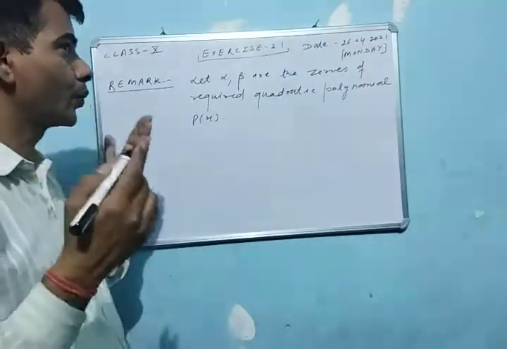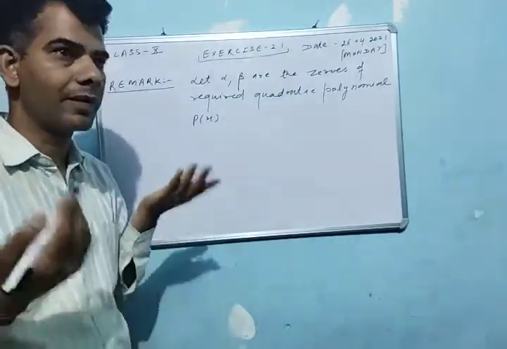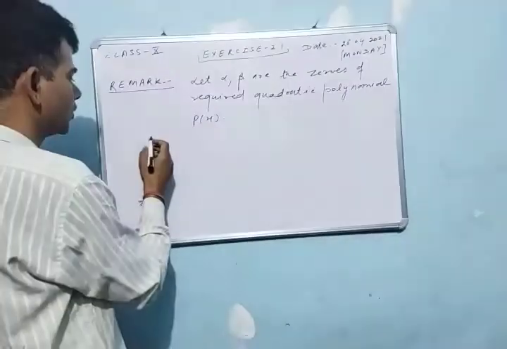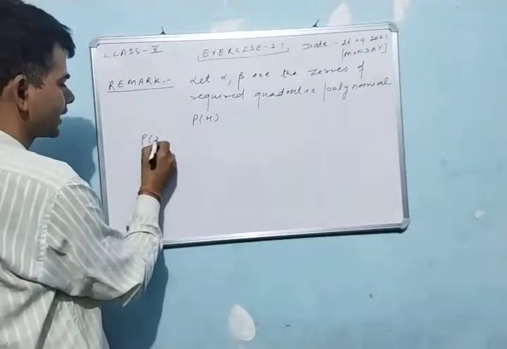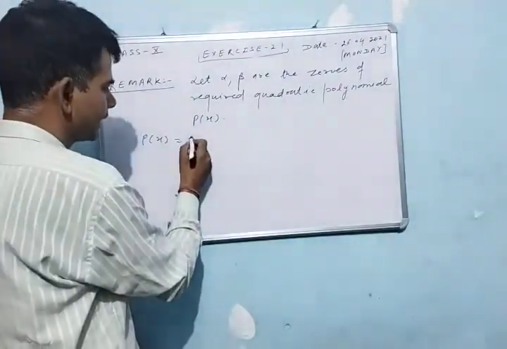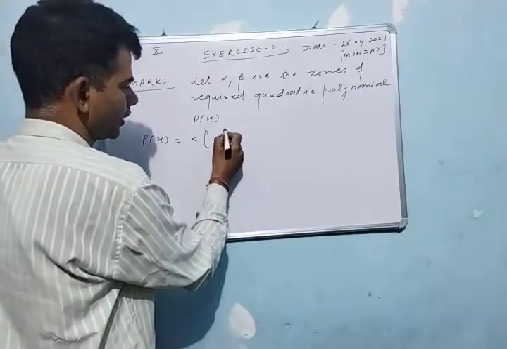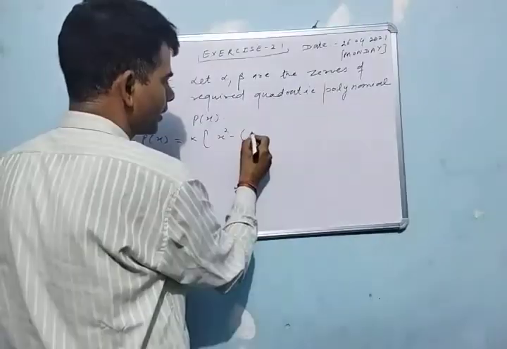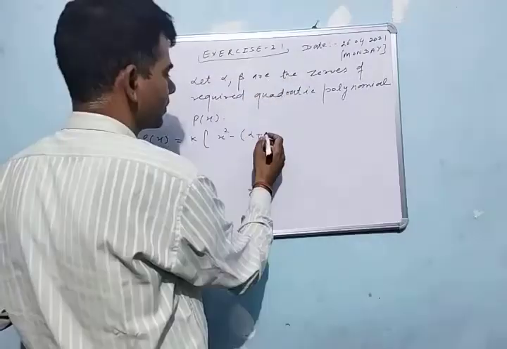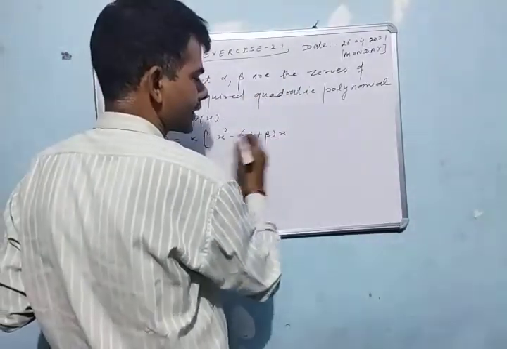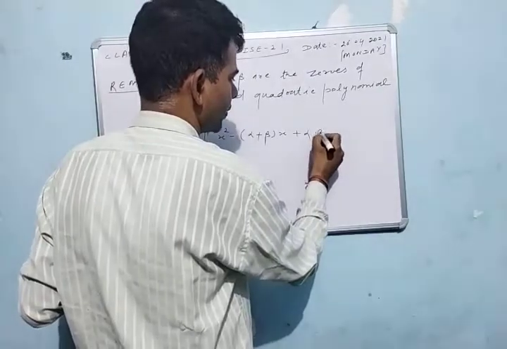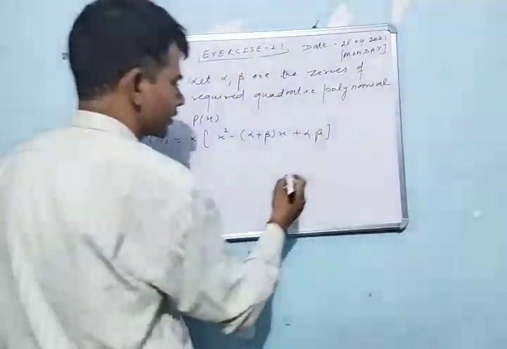Students, in exercise 2.2 question number 2, the sum of zeros, alpha plus beta, is given, and alpha into beta is given. Then how can we make the quadratic polynomial? Now the formula will be p of x is equal to k, where k is a real number, bracket x square minus alpha plus beta, sum of zeros, x plus product of zeros, alpha into beta.